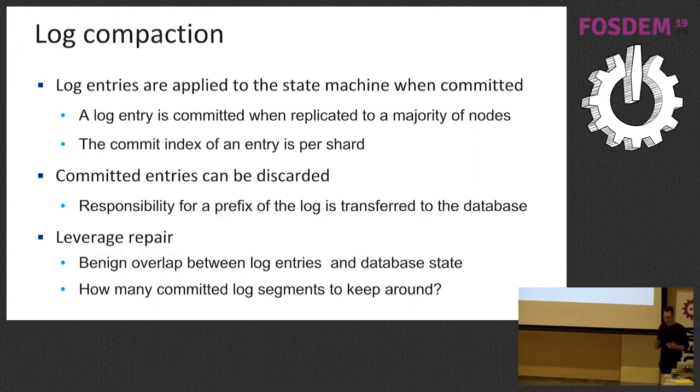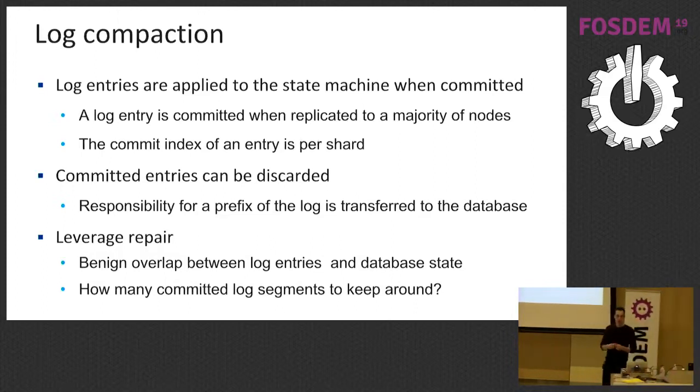Due to natural concurrency, it can be that what we're transferring to the node actually overlaps with entries that are in the log that we are also shipping over. But because our mutations are idempotent and commutative, no harm comes of this.